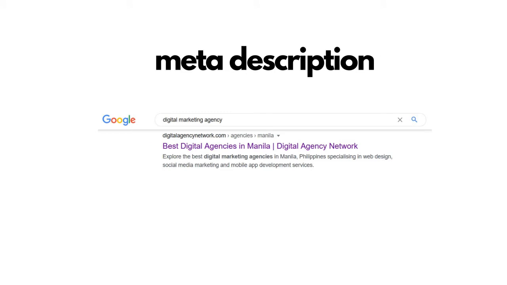The second one is meta description. A meta description is a short paragraph of text that tells search engines and website visitors what the page is about. This should also contain your target keyword and should be limited to 135 to 160 characters.